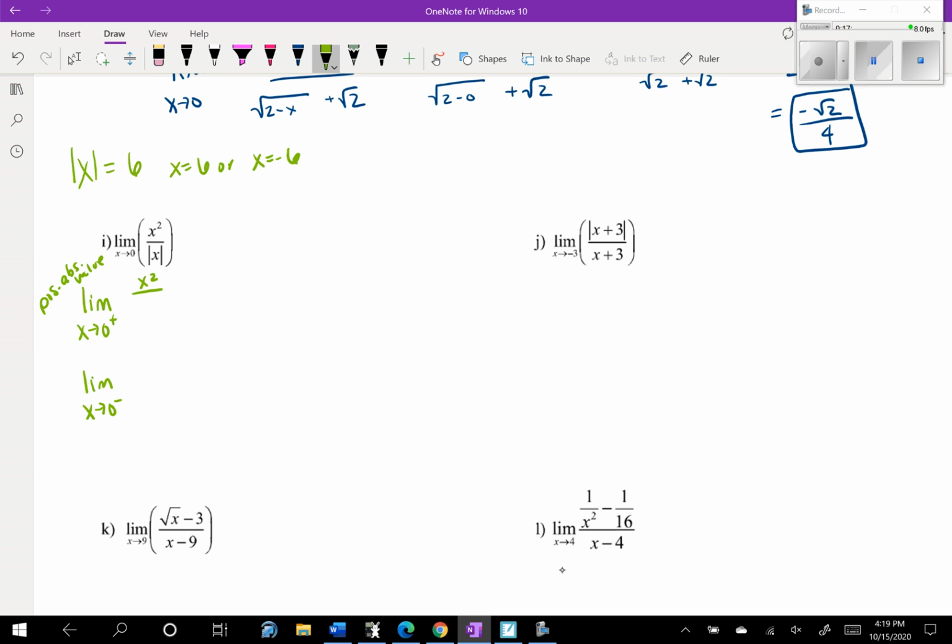So that'd be x. So that gives us x squared over x is just equal to x, and the limit of a constant is a constant. So in this case, if I plug in 0, I get 0.